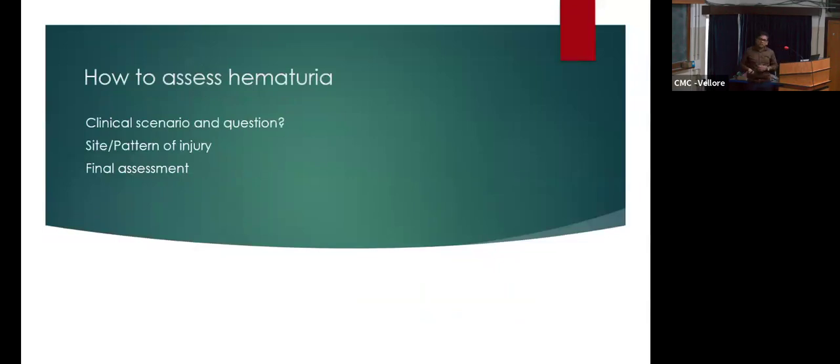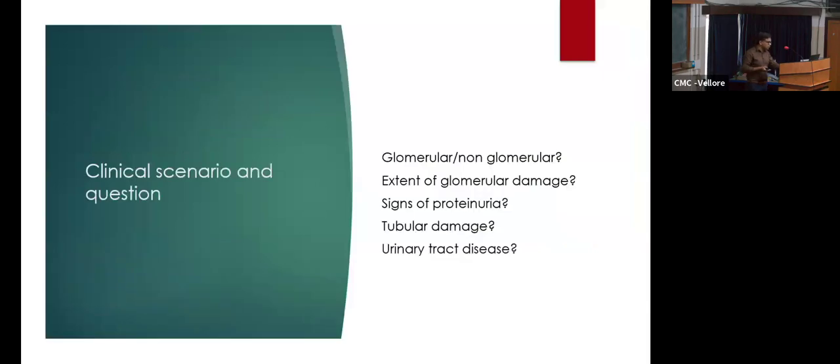So how to assess hematuria? We have to look at the clinical scenario and ask whether it is a glomerular hematuria, a tubular hematuria, or a post-renal hematuria. Then we have to ask ourselves the site and pattern of the injury: either a tubular injury, a glomerular injury, or a post-renal injury, and then how to analyze finally. So the first clinical question we have to ask is whether it is glomerular or non-glomerular.